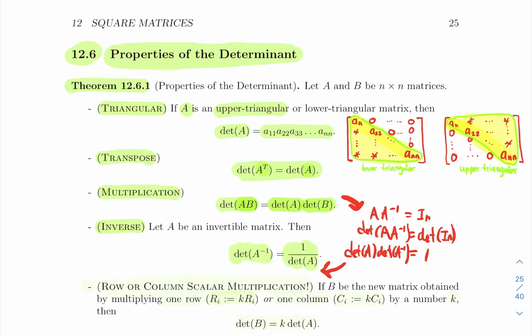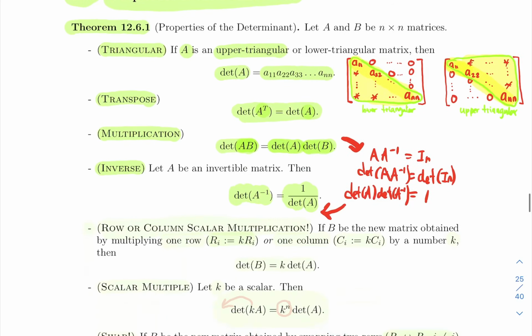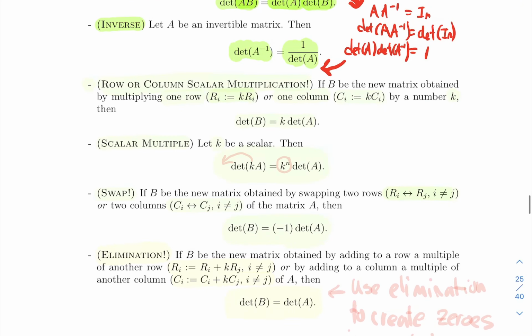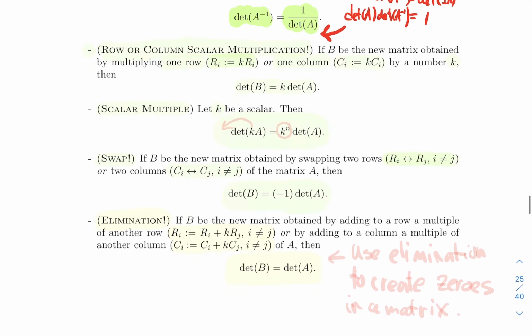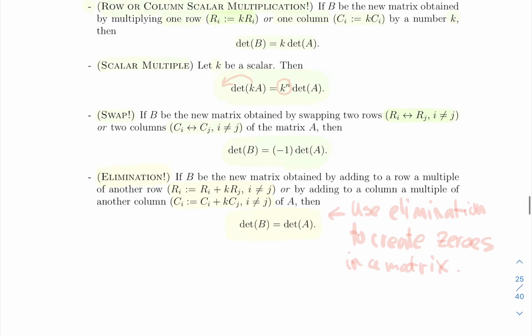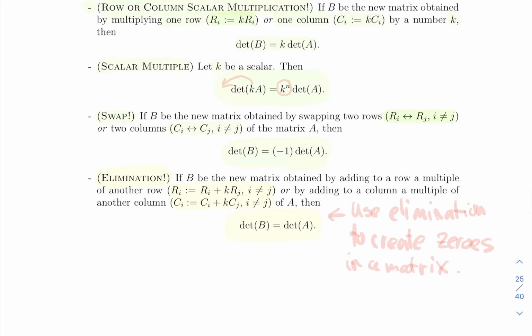The next three or four properties are really linked to the basic operations that you can do when you're using the Gauss-Jordan elimination algorithm. So what happens if you have a matrix, let's call it A, and you create a new matrix by multiplying only one row or one column by a number k? The operation would be row i becomes k times row i, or c_i becomes k times c_i. Then the determinant is multiplied by k.